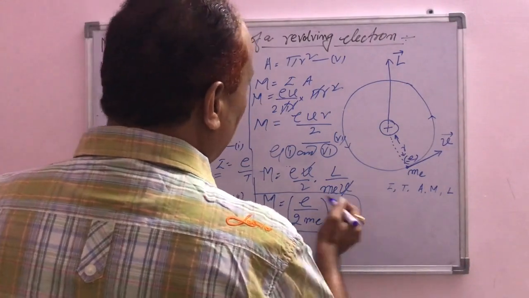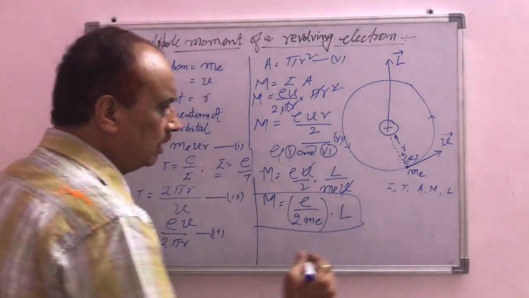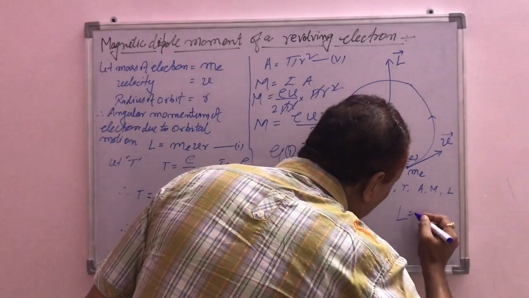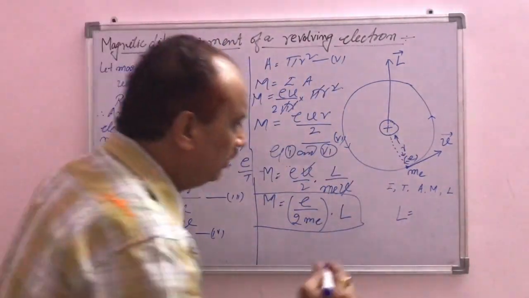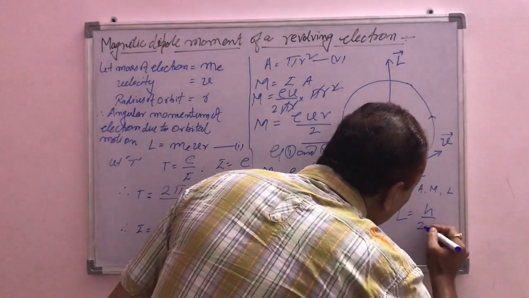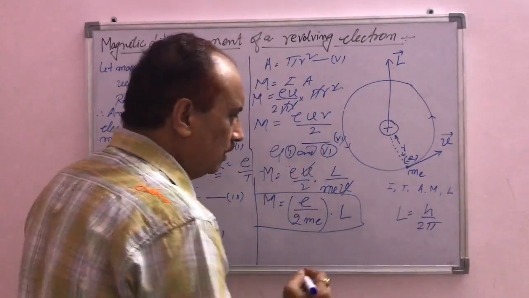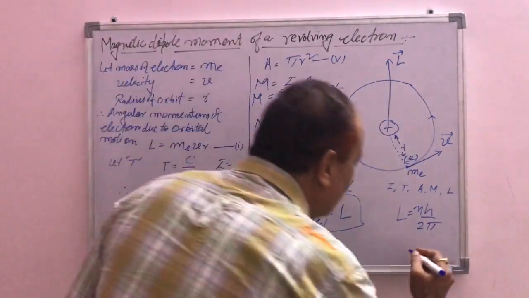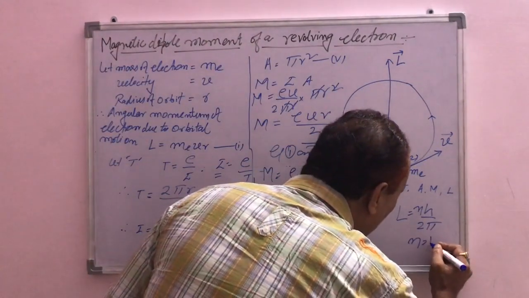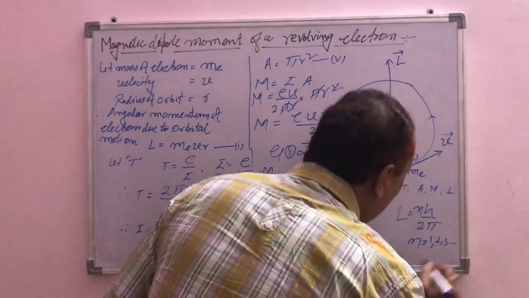But we know that according to the Bohr theory, the angular momentum L of the electron revolving in its orbit is always equal to an integral multiple of h upon 2 pi. If we multiply by n, that represents the number of the orbit, where n will be equal to 1, 2, 3 and so on.